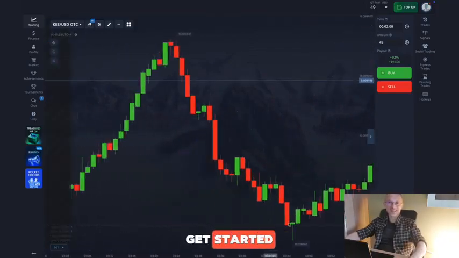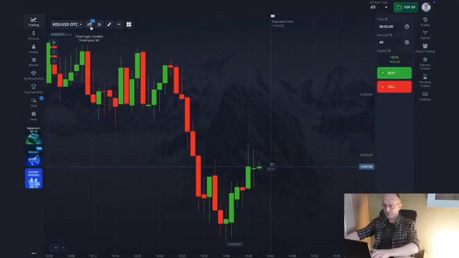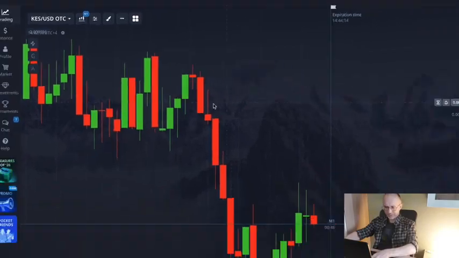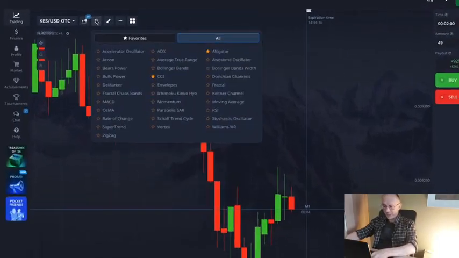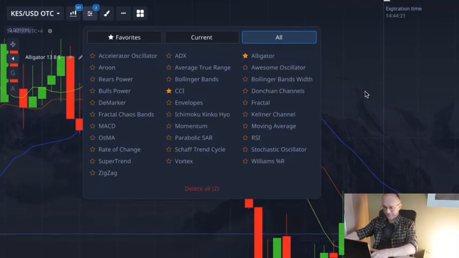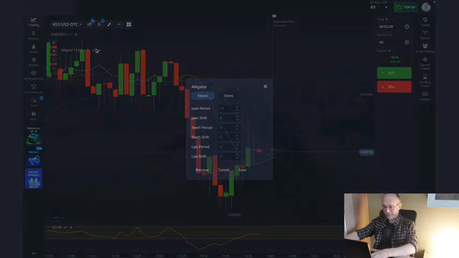So let's get started. First, let's prepare the tools for work. I'm setting classic candles and the time frame is 1 minute. Let's go to the Indicators tab and select the CCI and the Alligator. Let's configure the Alligator first.